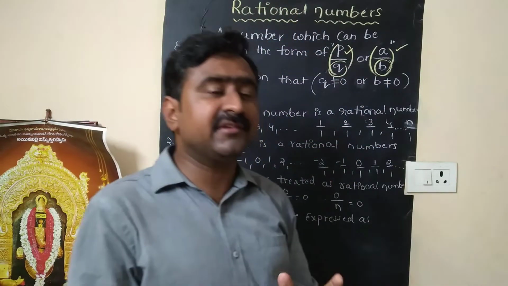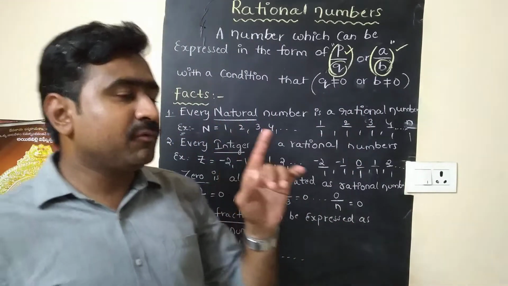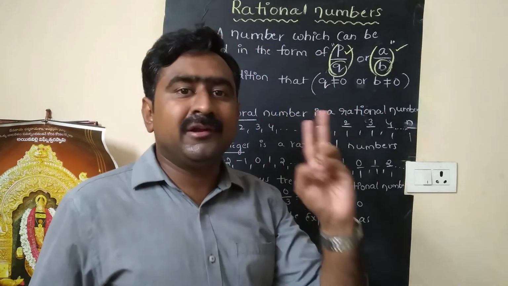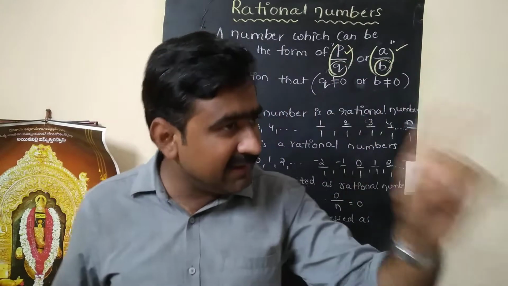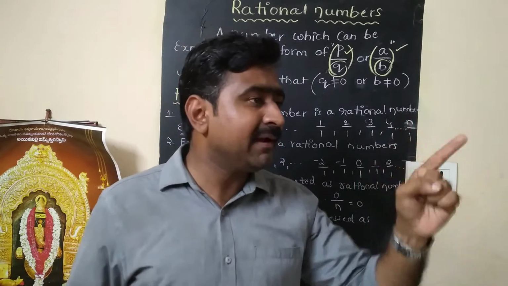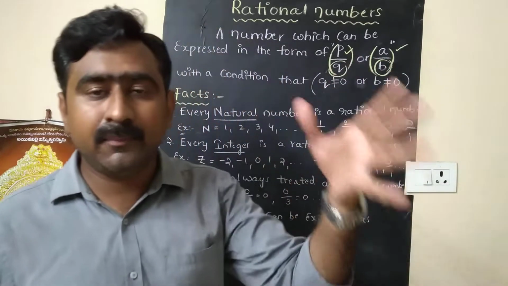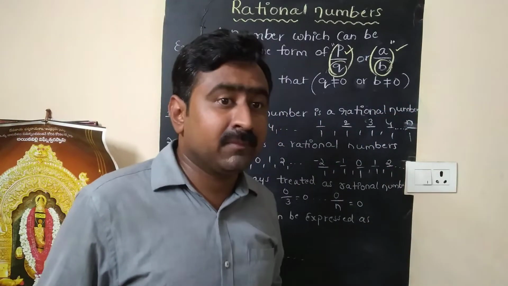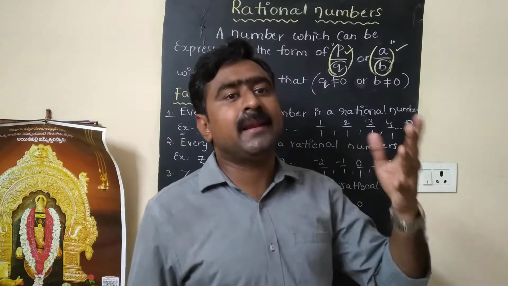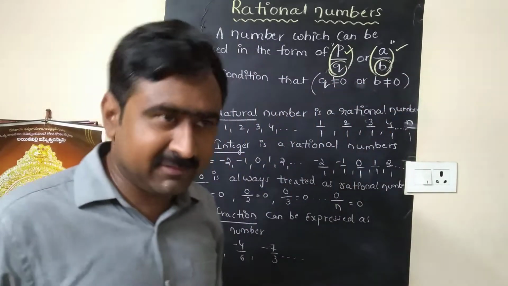So this is the introduction, the definition, of how we are going to define the rational number. Is it clear or not? Once again, out of the two notations you can select either one, either P by Q or A by B. You have to keep one condition in mind, that the denominator part should not be equal to 0. That is, Q should not be equal to 0 and B should not be equal to 0. Other than that, we can express the number in the form of P by Q. Such a way of representing a number is called a rational number. Is it clear or not?